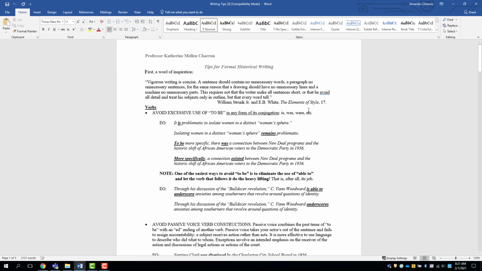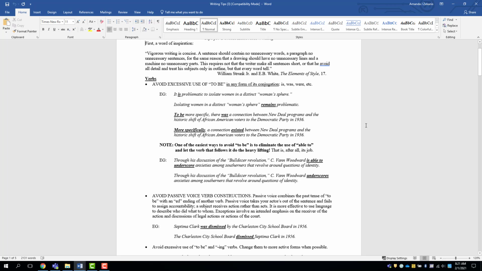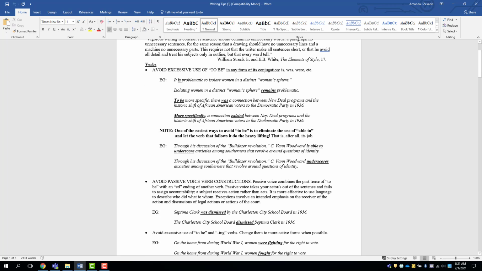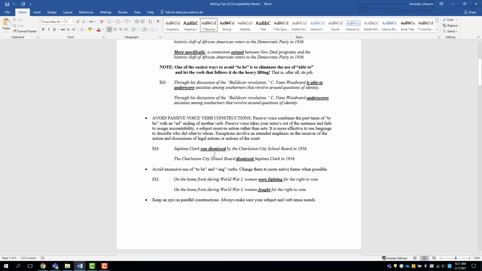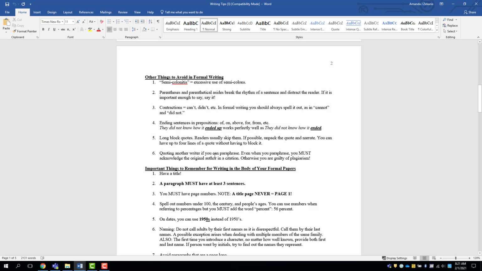Many times, because it is so important and it will give you so much information. This is cutting down on excessive use of to be, like is, was, were. People in history classes for the first time tend to use was and were a ton. It's excessive use of to be, and it's also passive voice, you can see down here as well. So these are tips on how to eliminate those things, which are great for the editing process.